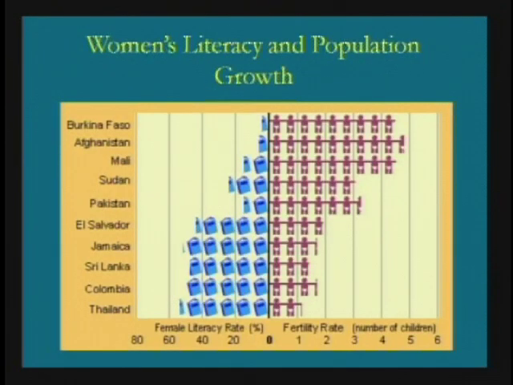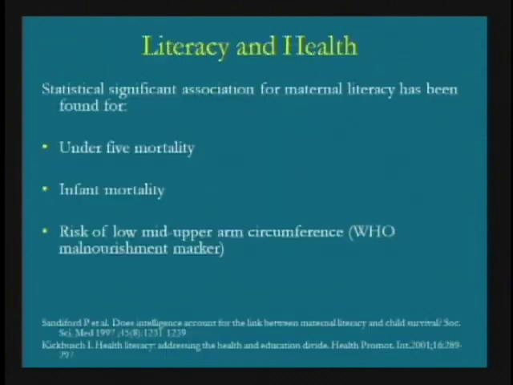If you improve women's literacy, even by 1 year, you wind up dropping fertility rates. Not surprising in my mind, but actually has been shown and documented in some very good literature. And also, if you increase literacy for women, you can find a statistical significant association with under 5 mortality, infant mortality, and the risk of low middle arm circumference. You saw some of those malnourished pictures in Sherry's pictures, but that's a marker of malnourishment for young children.